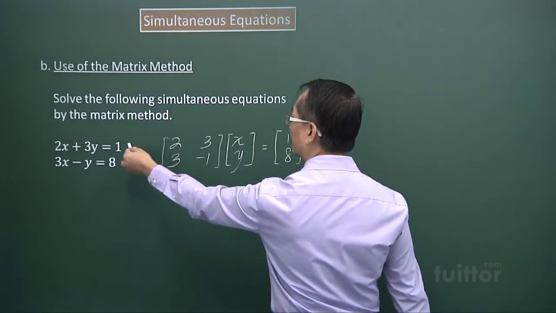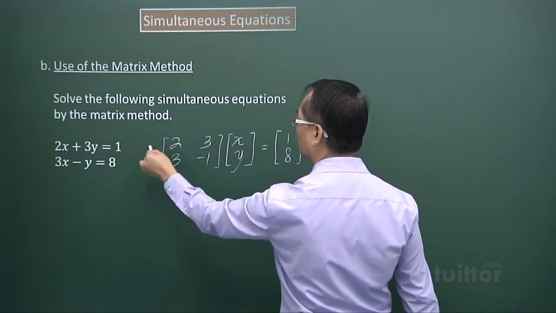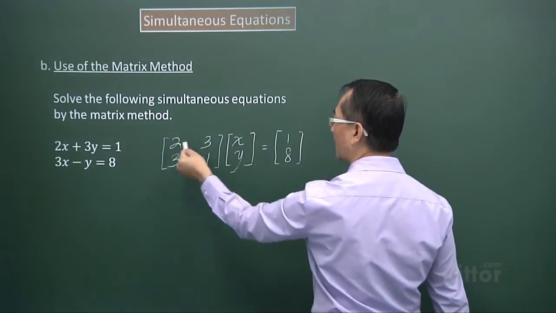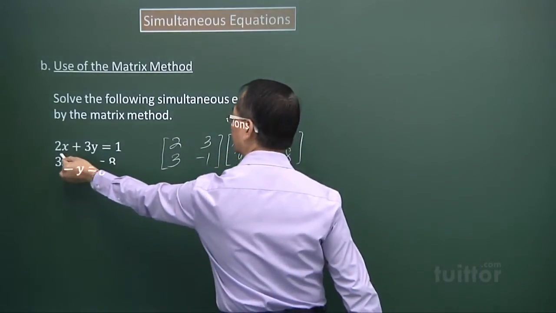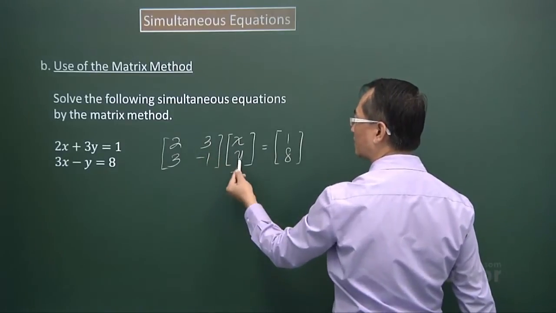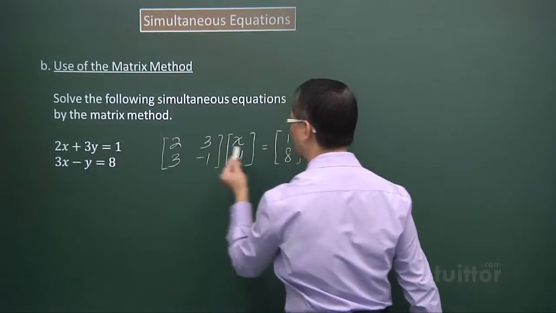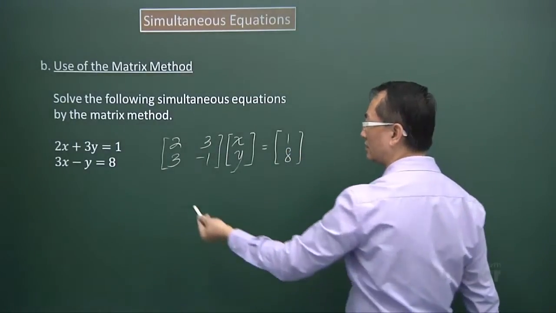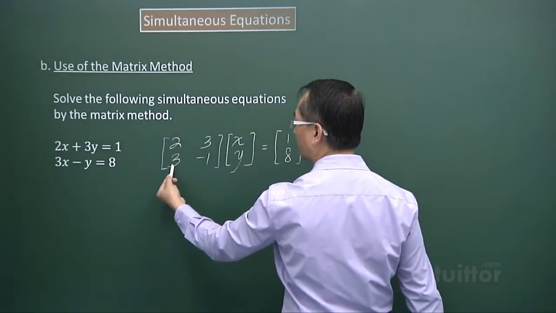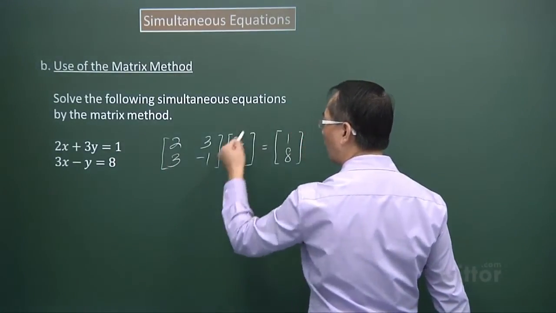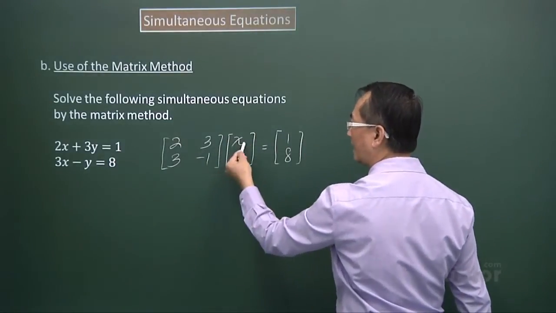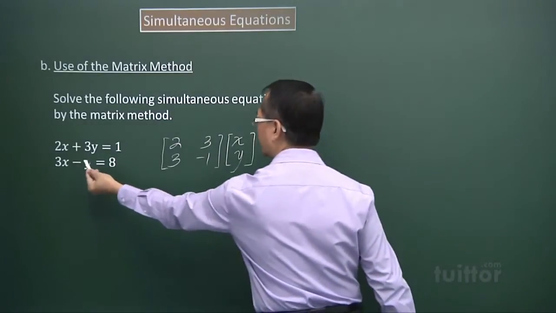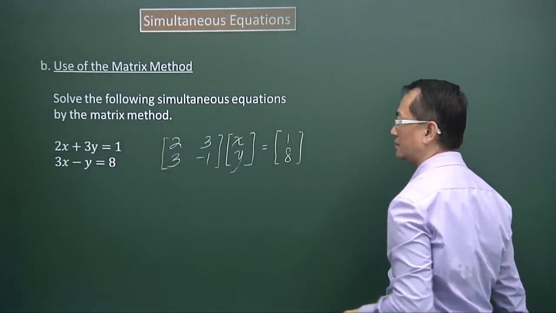If you look at the first row, I have 2, 3. It's multiplied to the column in the second matrix. 2 times x is 2x, plus 3 times y, I get 3y, equals 1. If I look at the second row, I have two elements here, 3 and minus 1. Row multiplied by the column, 3 times x, I have 3x, then minus 1 times y, I have minus y, equals 8.